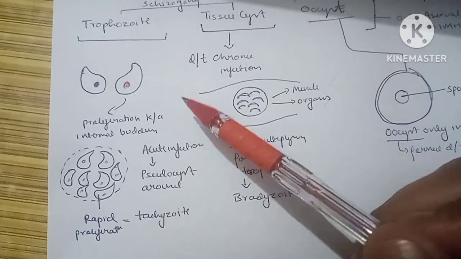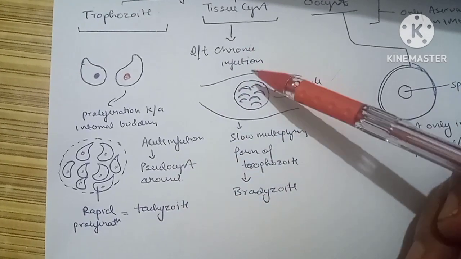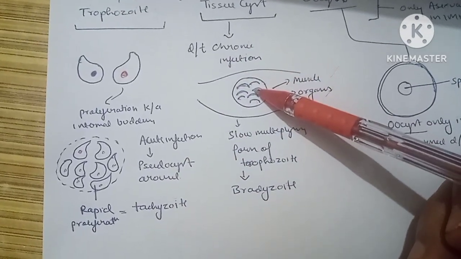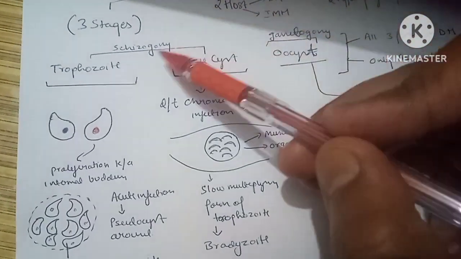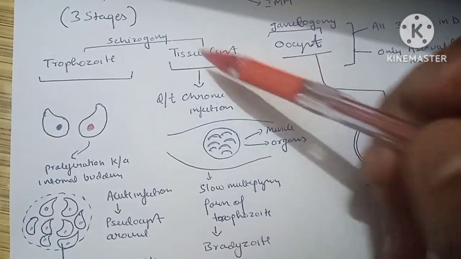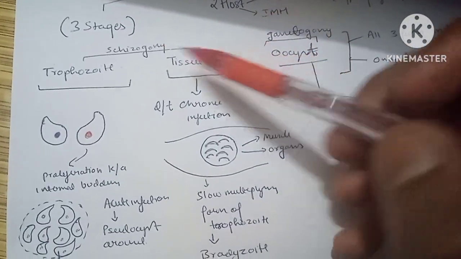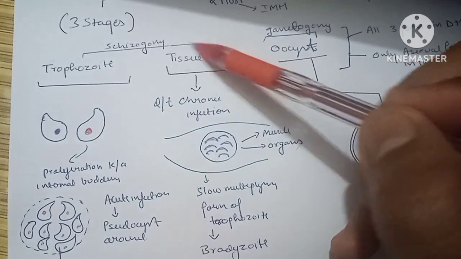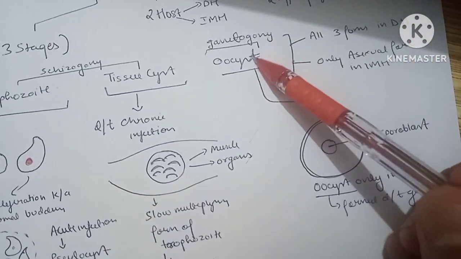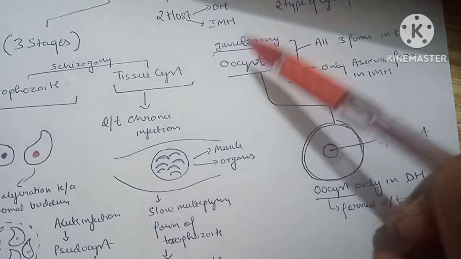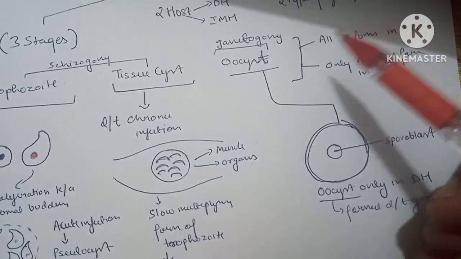So we have two forms. In an acute infection we have the form which is rapidly proliferating, that is tachyzoite. In a chronic infection we have a form that is slowly proliferating trophozoite, that is bradyzoite. And notice these two forms, trophozoite and tissue cyst, are both present in the intermediate host. Okay, because these are formed by schizogony, that is asexual reproduction. Now we have the oocyst that is present only in a definitive host because it is formed by gametogony, sporogony or sexual reproduction, say any one of them.